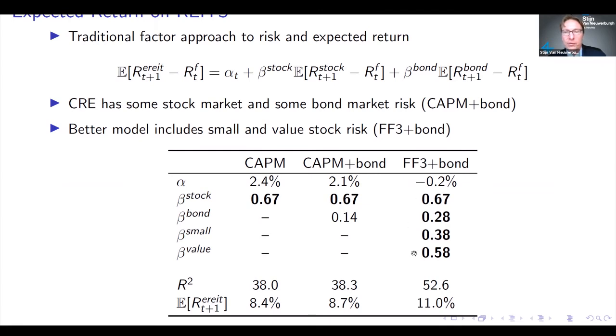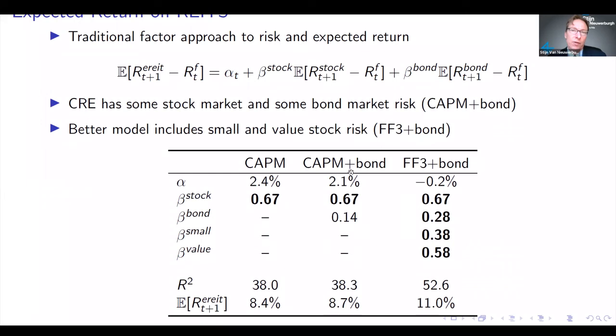We also see that relative to this four-factor model, REITs do not have abnormal returns. They do not have alpha. So REITs are fairly valued according to this model. You're getting just about the right compensation given the risk that you're taking. So what is the fair compensation for risk in the REIT market? Well, it's 11% per year. That is the cost of equity capital in the REIT market, if you like.